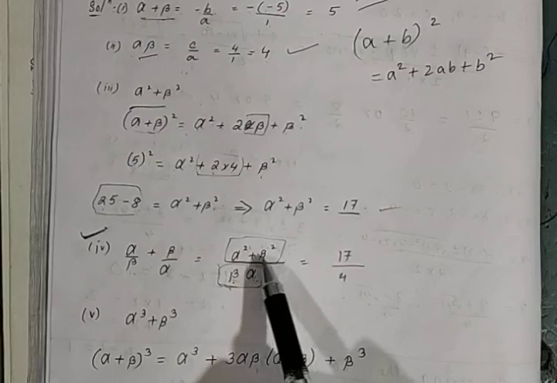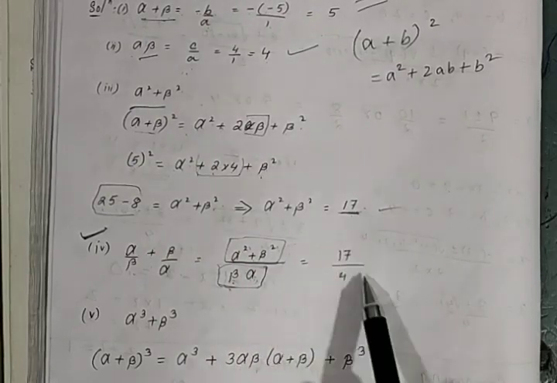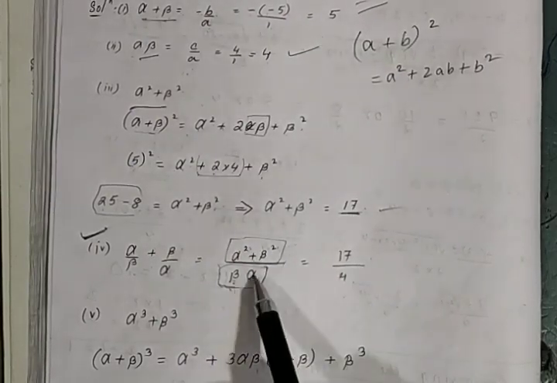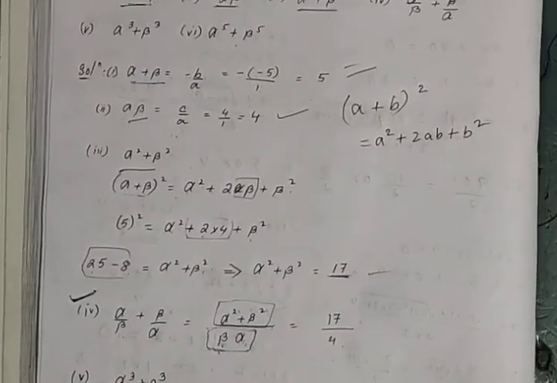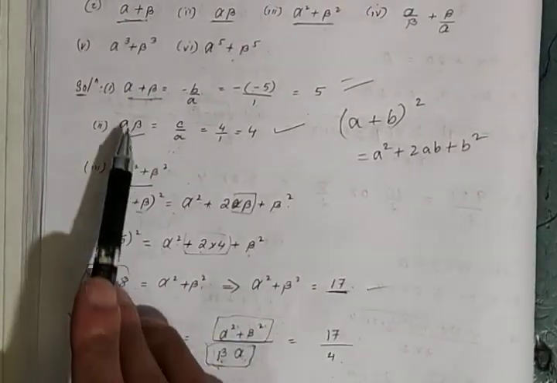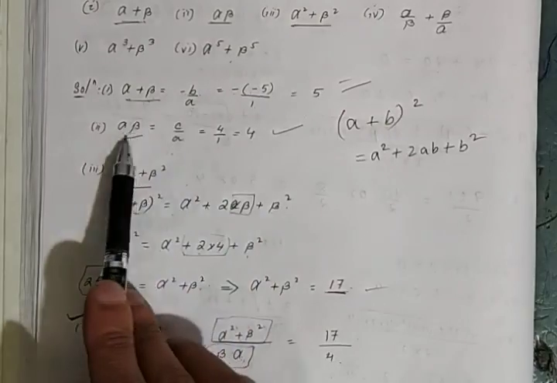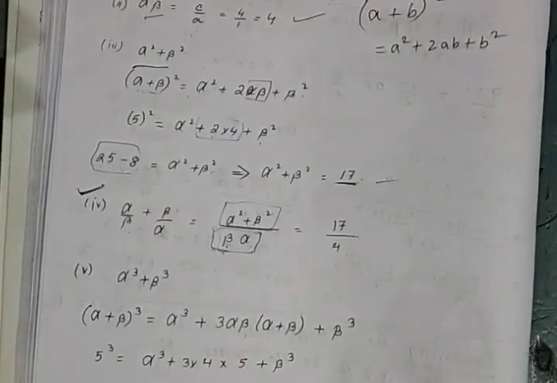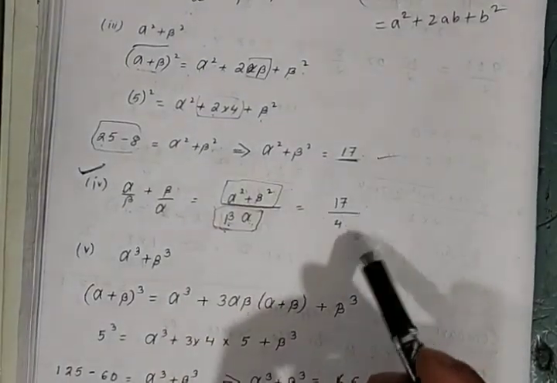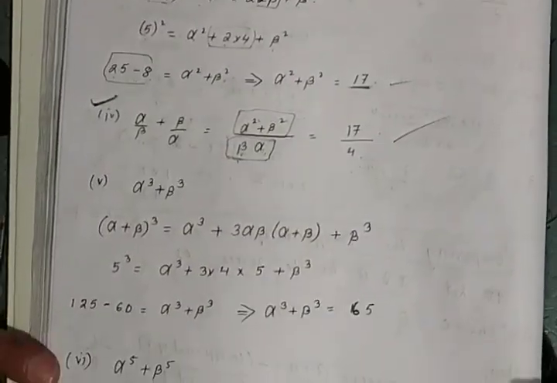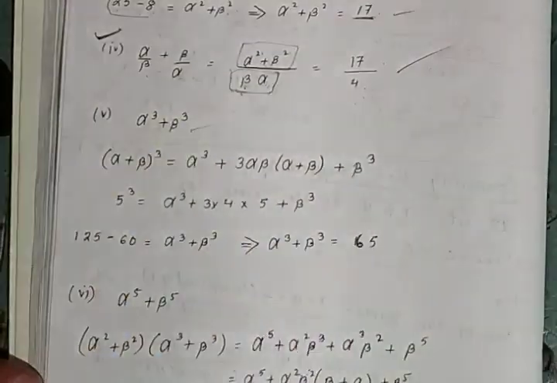And what is alpha square plus beta square? It is 17. 17 over 4. Alpha into beta is 4. We have already calculated. Remember, alpha plus beta is 5 and alpha beta is 4. All are connected here. So 17 by 4. We get the answer.